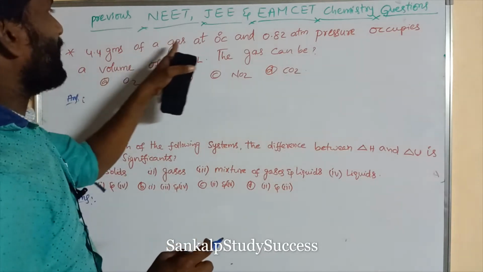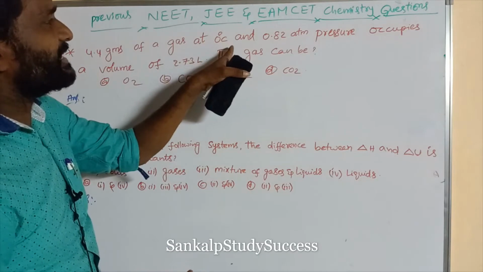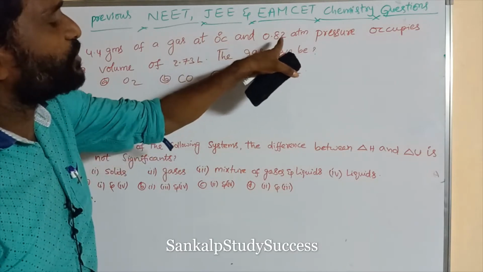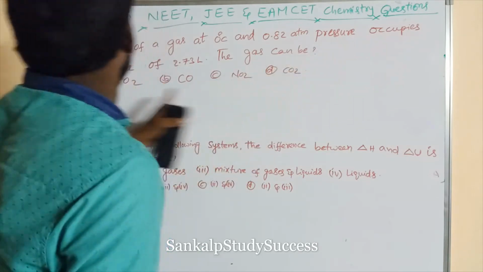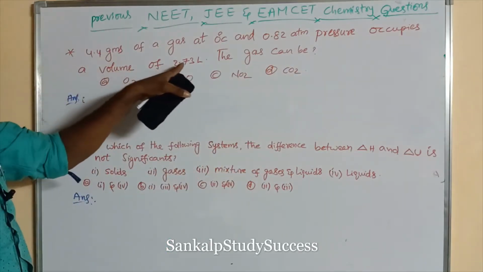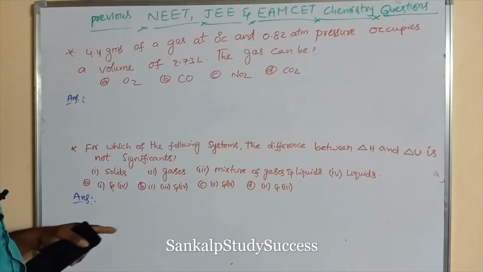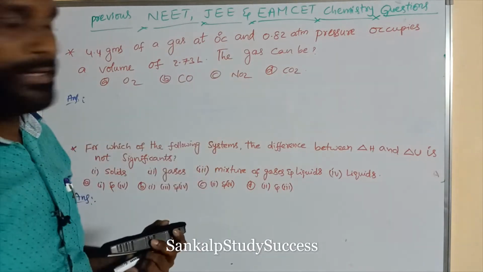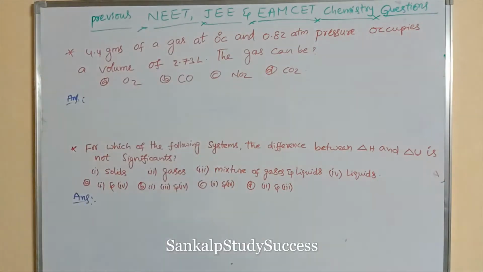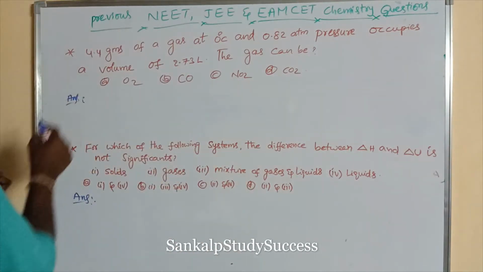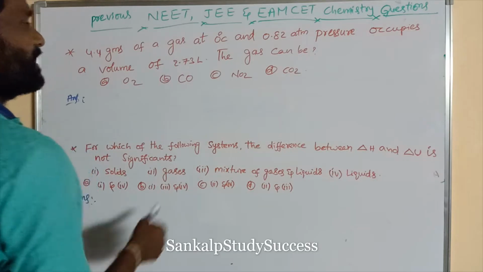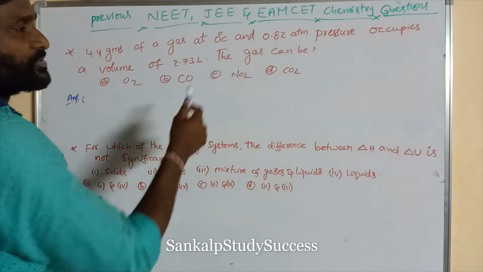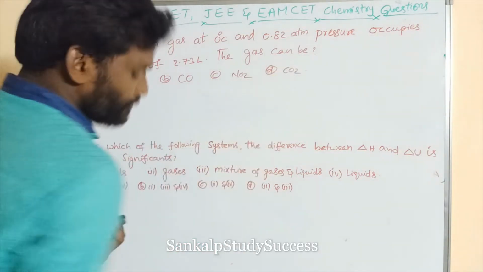4.4 grams of a gas at 0 degree centigrade and 0.082 atmosphere pressure occupies a volume of 2.73 liter. The gas can be: what are the given answers? A. Oxygen. B. Carbon monoxide. C. Nitrogen dioxide. D. CO2.